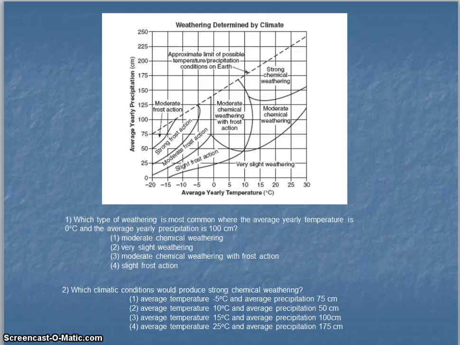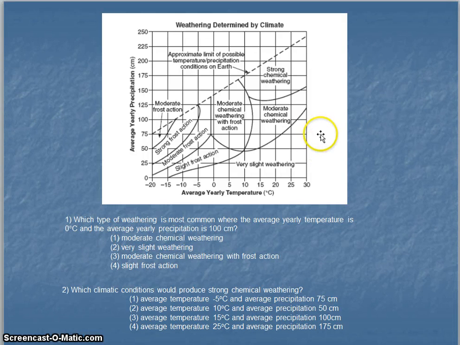So now let's take a look at this graph that you have here, weathering determined by climate. Here you have average yearly temperature, and you can see this is in Celsius, and along this axis you have average yearly precipitation in centimeters. And you can see all the various different kinds of mechanical and chemical weathering here.